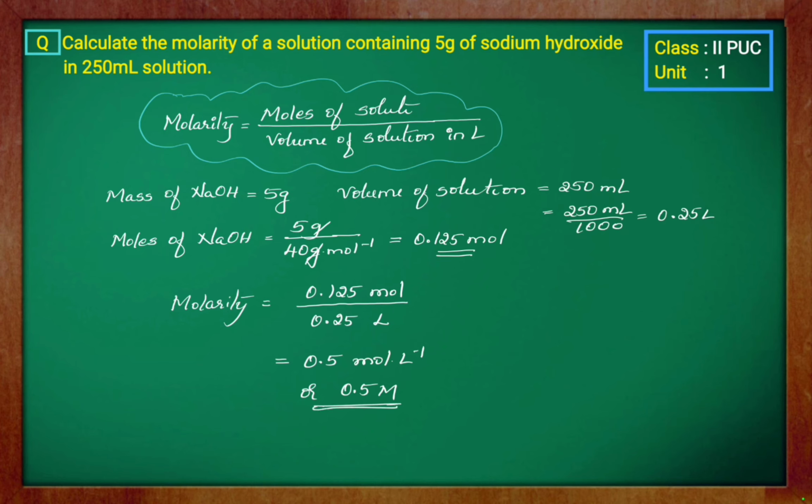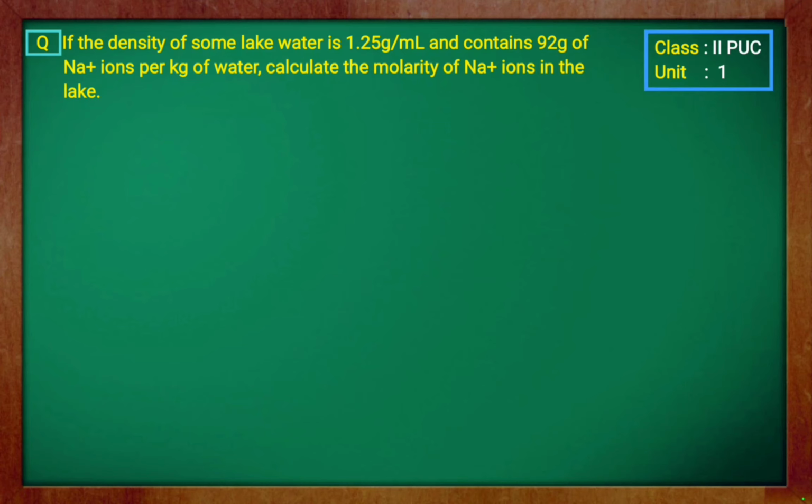So therefore, the molarity of solution containing 5 gram of sodium hydroxide in 250 ml solution is 0.5 molar. Example 3. If the density of some lake water is 1.25 gram per ml and contains 92 gram of Na plus ions per kg of water, calculate the molality of Na plus ions in the lake.